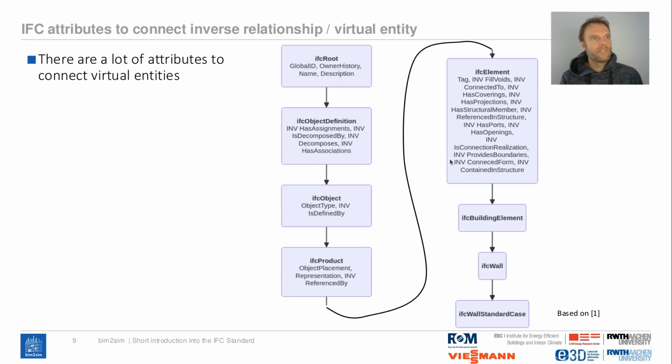Here you see how many attributes are available for the wall, for the case wall, where you can connect virtual entities. So that means there's not only one connection that opens these possibilities for virtual entities. There are some more, like you see here. So here you see this attribute we talked about on the slide before, HasAssociations.